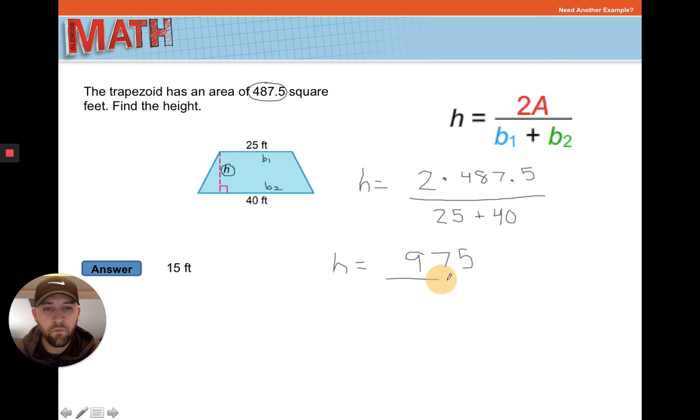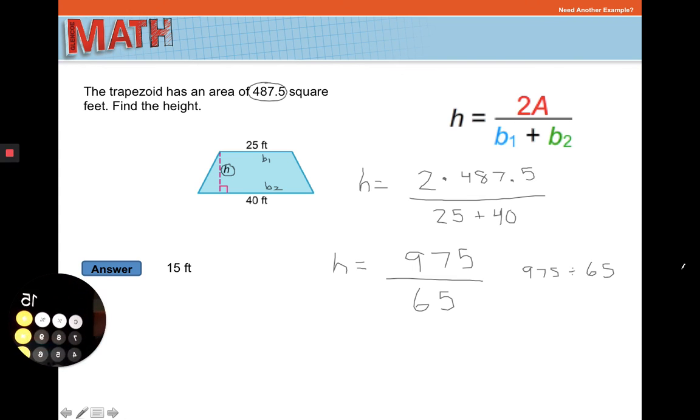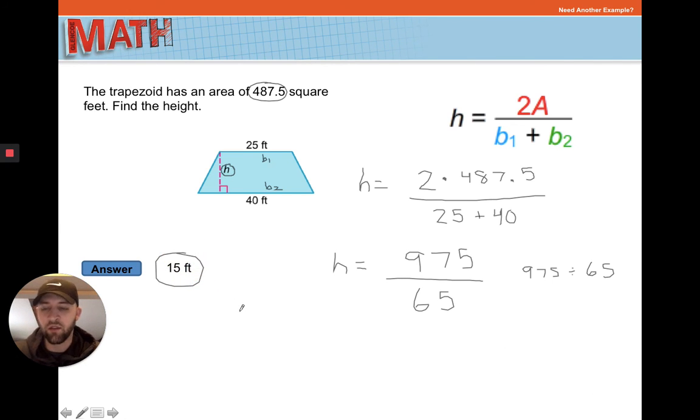Bring down your division sign. We haven't used it yet. And let's add what's on the bottom. 25 plus 40, we should get 65. And now I just have a division problem. This is just 975 divided by 65. Plug that in your calculator and see what you get. You should get for your answer 15. So my height is 15 feet.